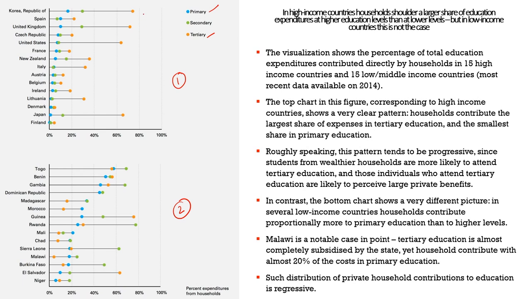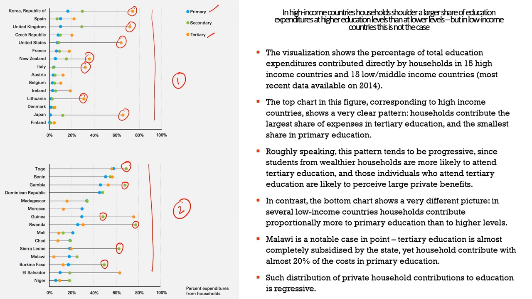If you look at the pattern of the dots on the first panel and the pattern of dots on the second panel, you would see that the pattern reverses. You have more orange dots here, which means that households are spending more on private expenditure on tertiary education, or higher education, in the highly advanced countries. Whereas if you look at the low income countries, you would see that the spending is more on secondary education as well as on primary education. Now, what does this really mean?